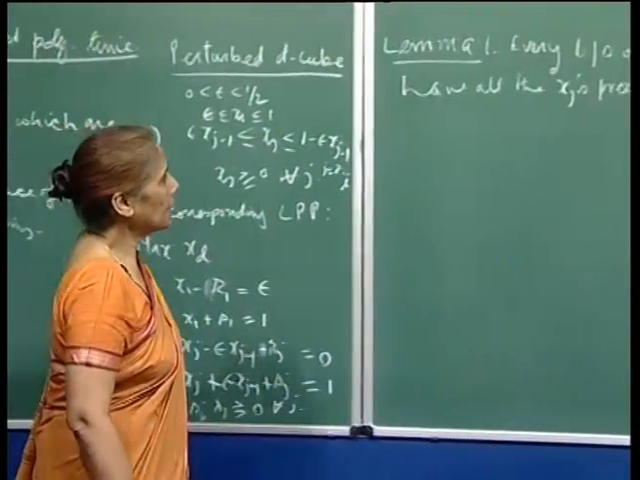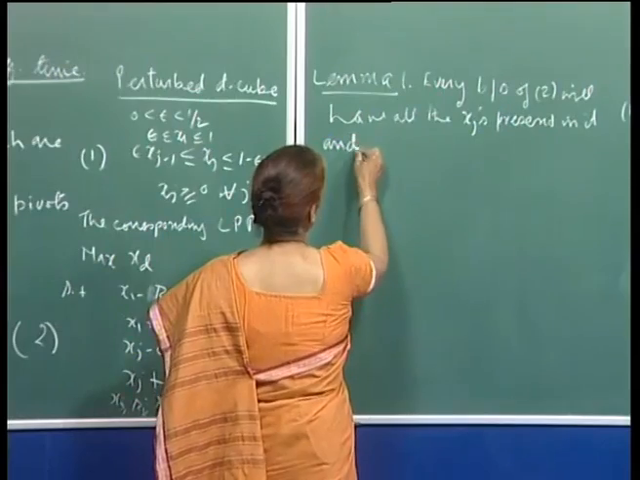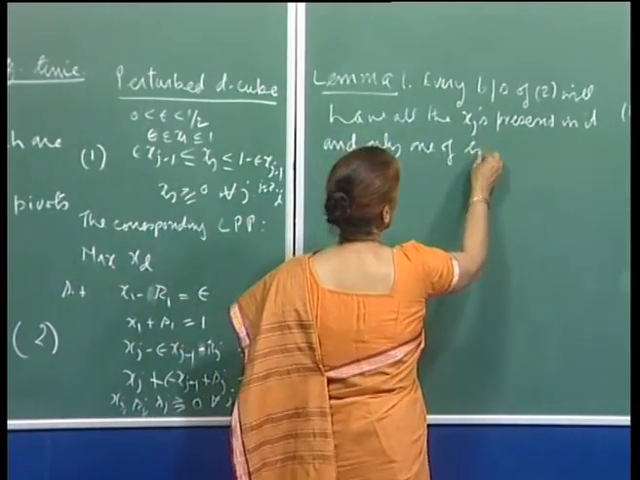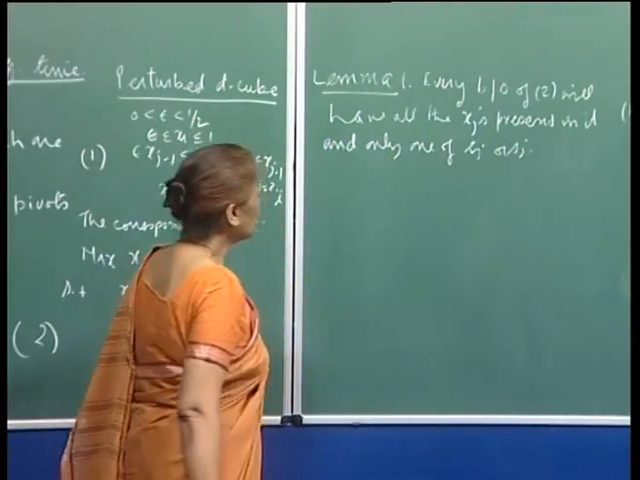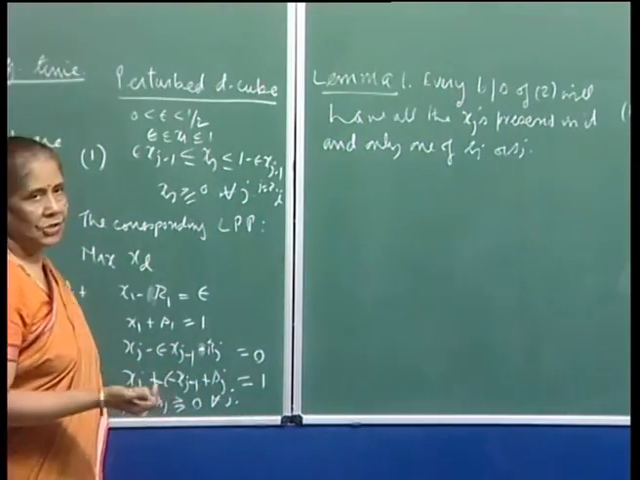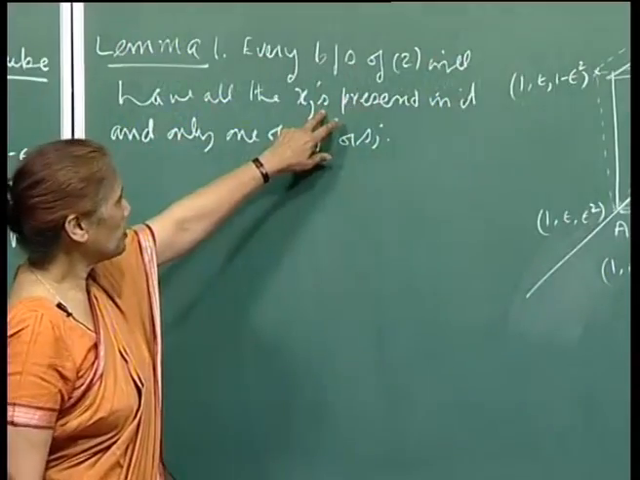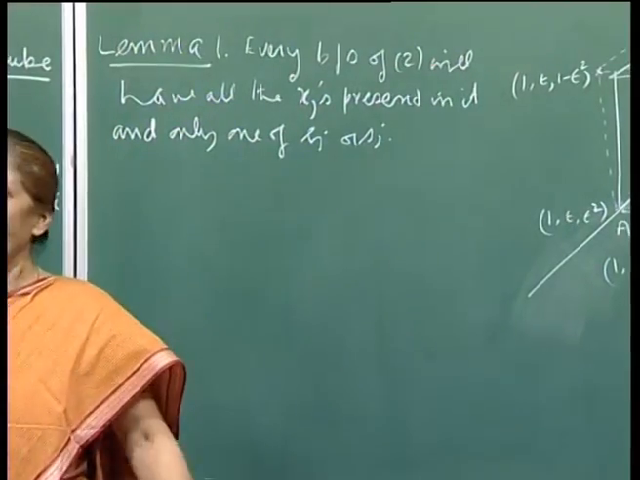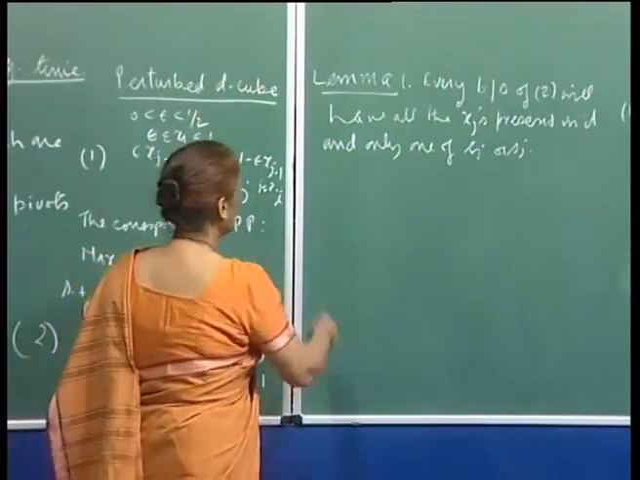So all the x_j's are present, and only one of r_j or s_j, which means either r_j will be present in the basic feasible solution or s_j. That makes it 2d, because all the d x_j's are present, and then either r_j or s_j is present for every j. So you have 2d basic variables. Let us prove this. Simple.